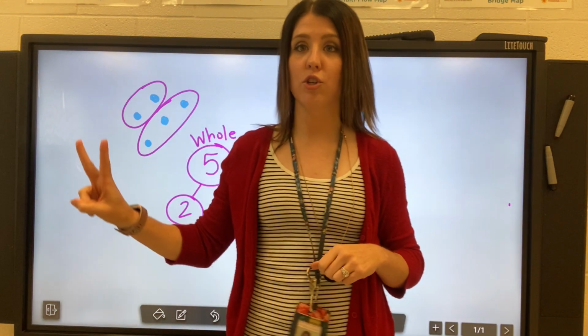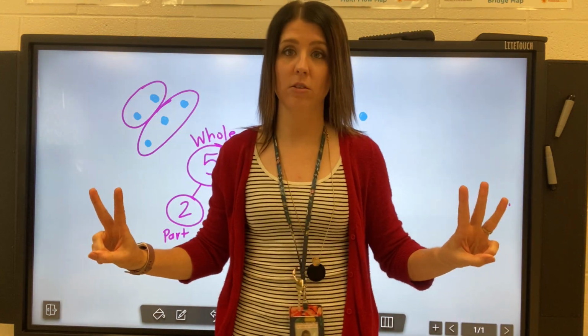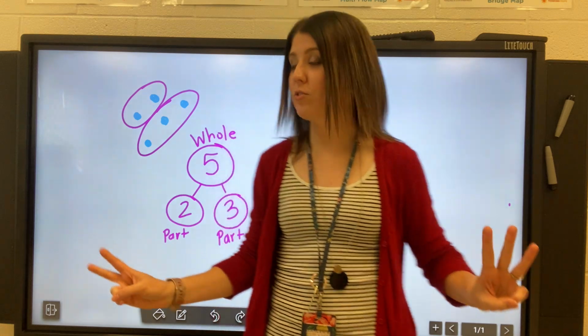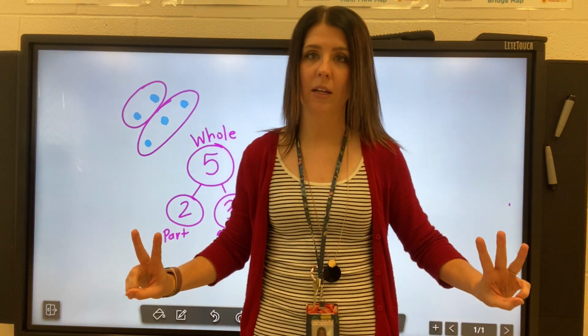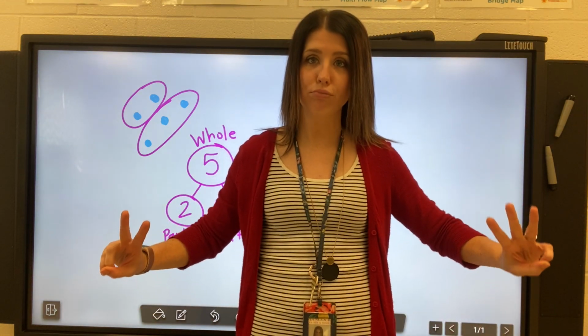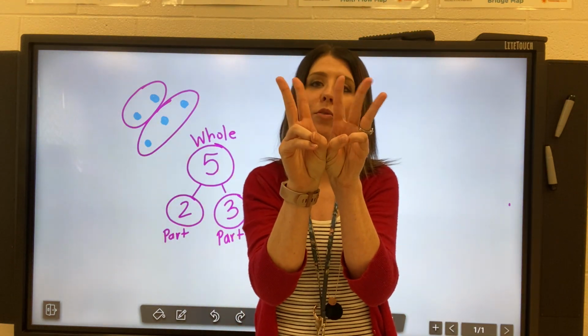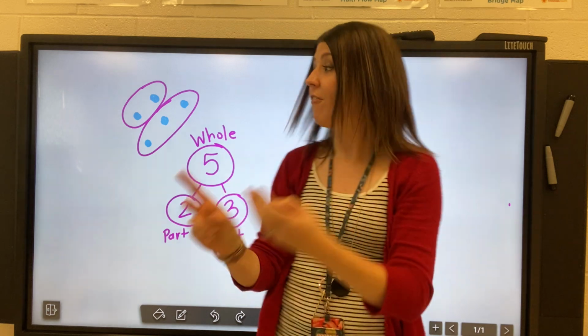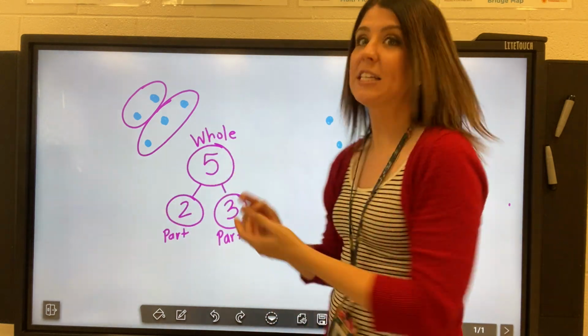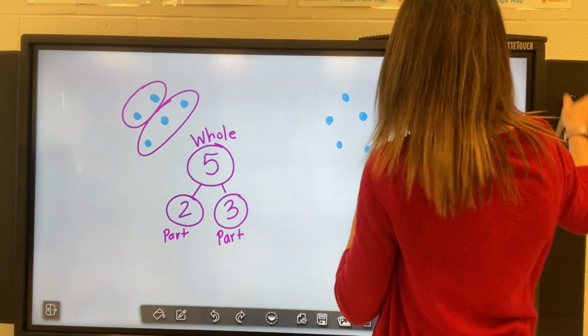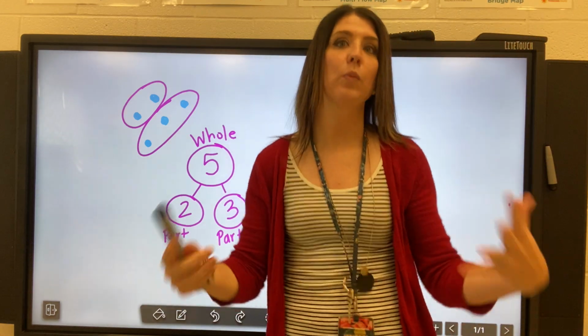So I want you to have 2, and I want you to put 3 on your fingers. And pretend that these are down in the bottom circles of your number bond. And let's drive them up the road till they meet each other at the top. And when 2 and 3 meet, how much is that? 5. When 2 and 3 meet each other, it's 5. Very good.